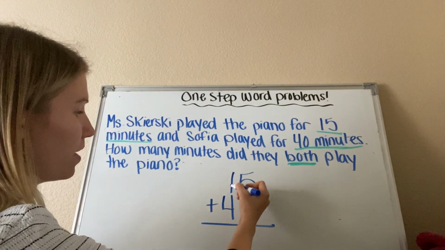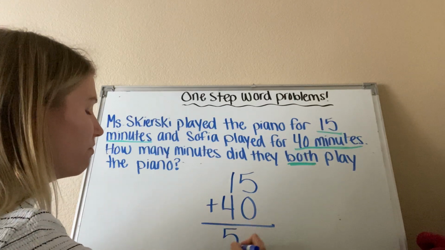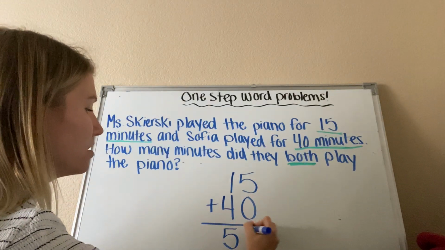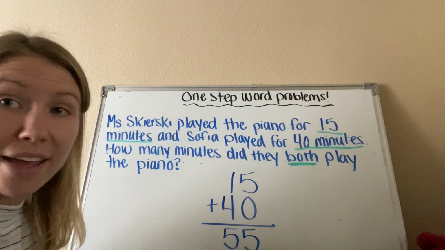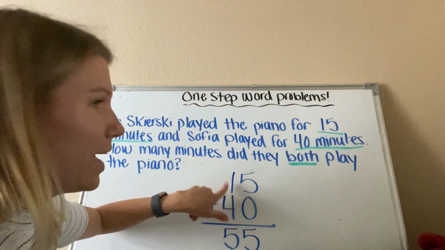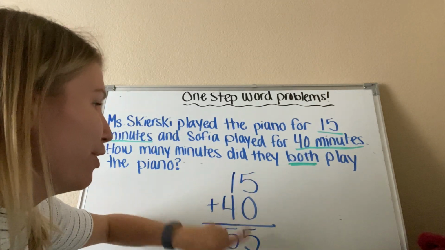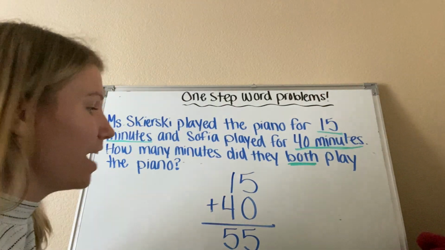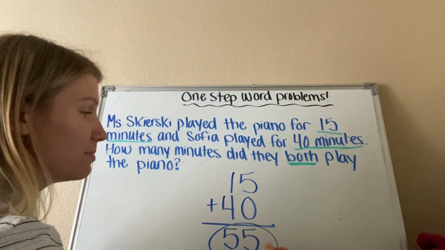And then, of course, I do my 1 plus 4 is 5. 5 plus 0 is 5. So I got 55. Well, you always want to start on this side. Sorry, I don't know why I started on this side. You always want to do 5 plus 0 first and then 1 plus 4 after. So 55 is my answer.